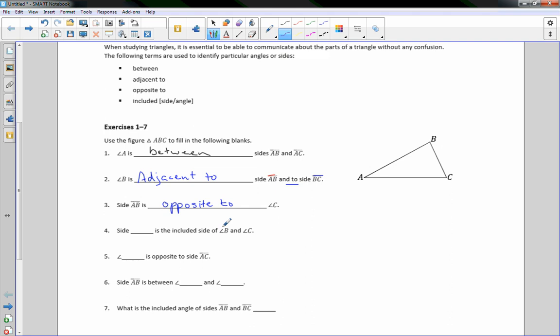Okay, next one. Side blank is the included side of angle B and angle C. So here is angle B. Here is angle C. All they're asking for is which line segment goes from angle B to angle C. And it's line segment BC. So I'd say side BC is the included side of angle B and angle C.